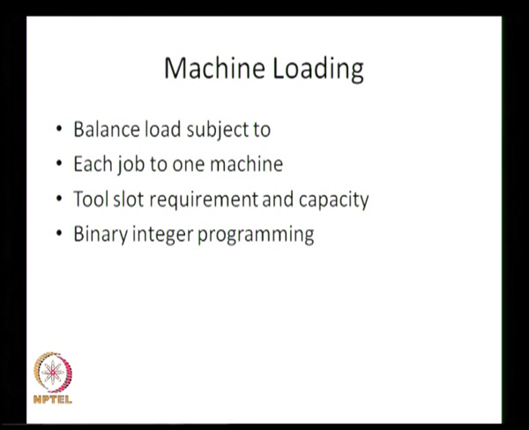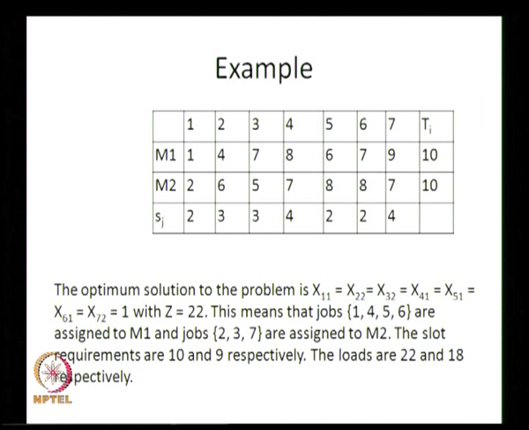We now move to the second problem, which is called the machine loading problem, which talks about balancing the workloads subject to allocating each job to only one machine. There is a tool slot requirement and capacity. So, we will explain this problem through an example.